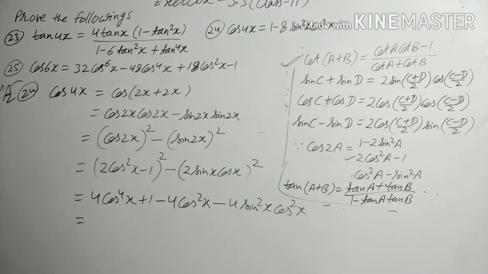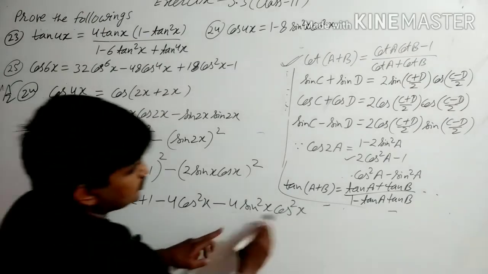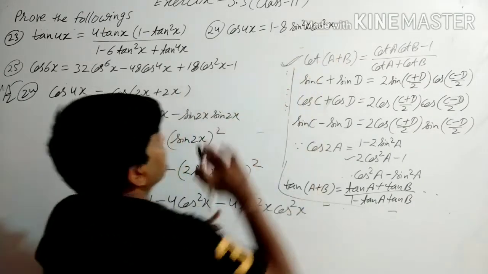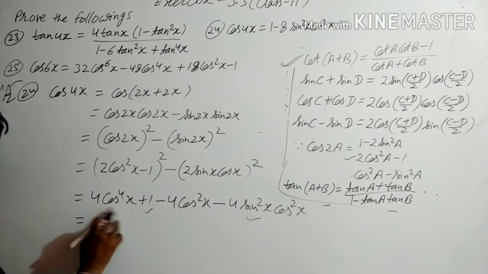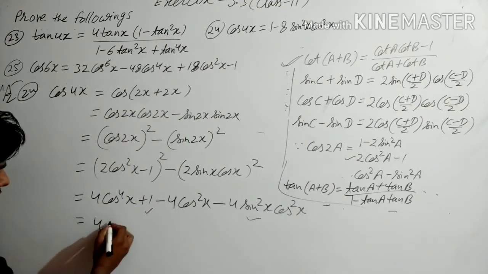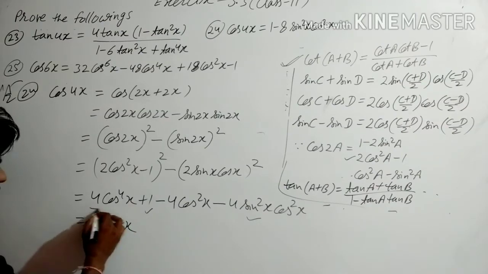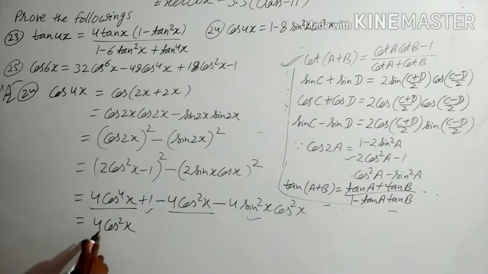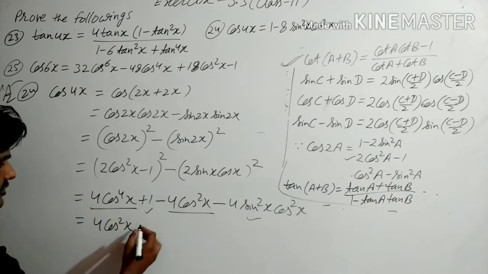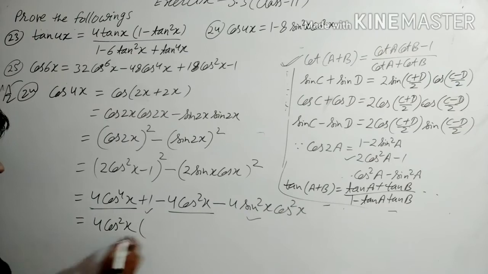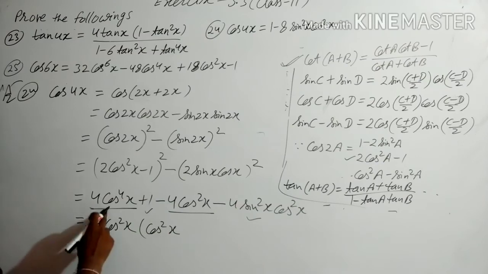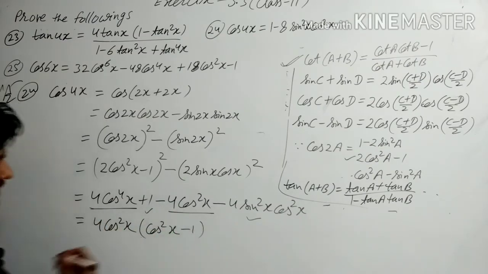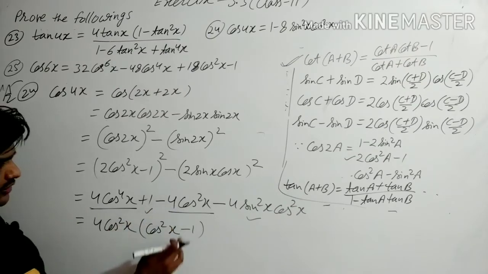Now 4 sin square cos x, 8 sin square cos x. Okay, ye hame requirement hai. But here take 4 cos square x common from this one and this one. Take 4 cos square x common from these two terms. So we get 4 hamara common aa gaya. Then we get cos square x, okay, and minus 1. Yahan se common aaya, then minus 1.